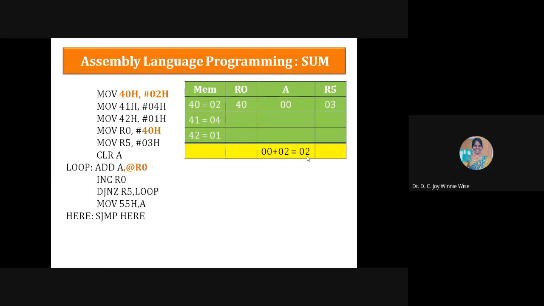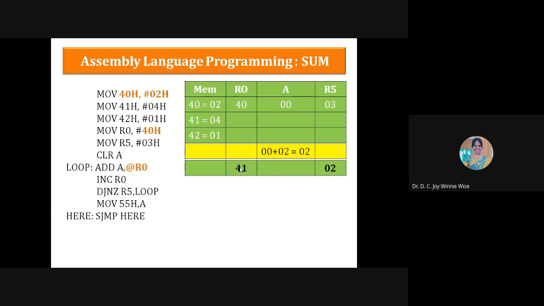Okay. So next, I want to go to the second data. I have to fetch the second data. So what is the address here? It is 41. So I am going to increment this R0. Okay, so I have incremented R0. So this becomes 41. So incrementing this, 41. Okay, and this process must be repeated how many times?